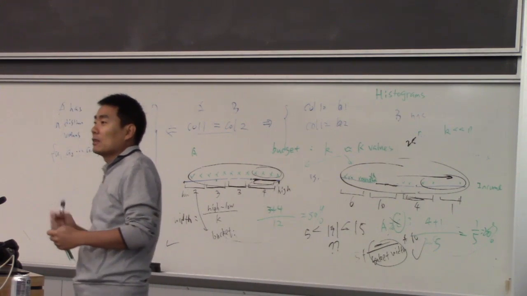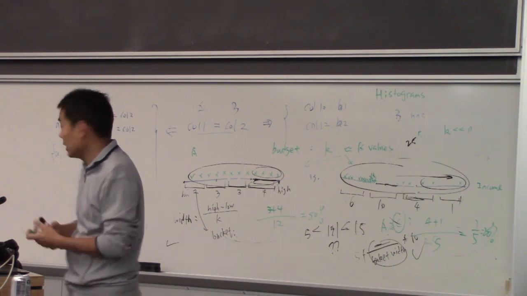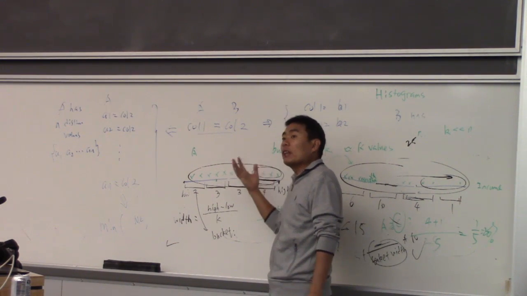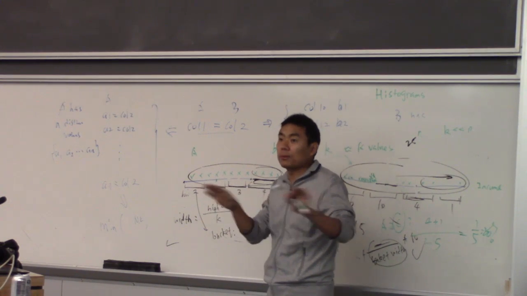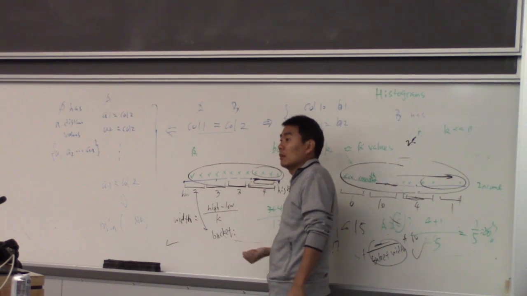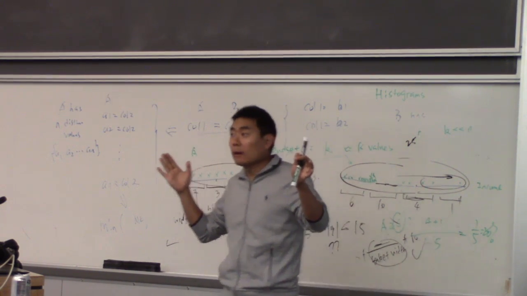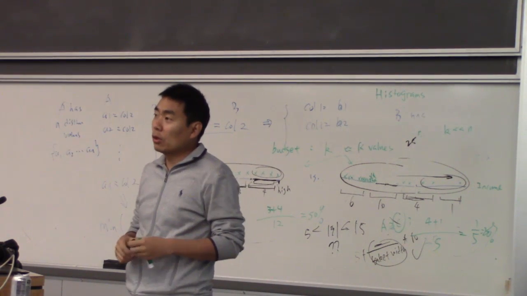But what's the upside? Well, the upside is simple, trivial to maintain, right? Essentially, to build an equal width histogram, you don't even have to look at data distribution. Data distribution is irrelevant. You simply look at, all you need to know is the max and low value of your domain.